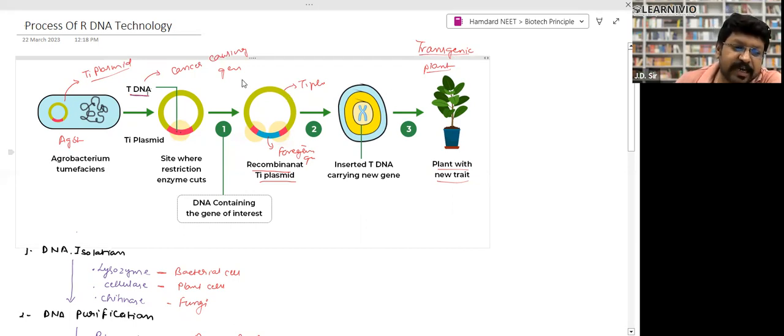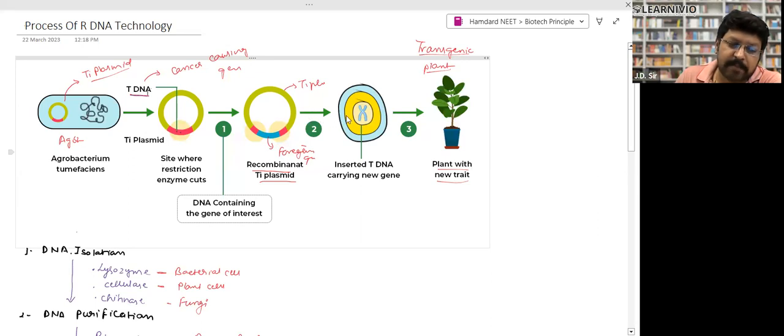So this tDNA is a part of a gene. It's a type of gene. The tDNA makes a gene which is responsible for cancer. So we remove this harmful gene. With the help of insertional deactivation, by removing the cancerous gene, we have deactivated the cancerous property, right? Now, in place of that cancerous gene, which is the tDNA, we have inserted our own gene of interest.